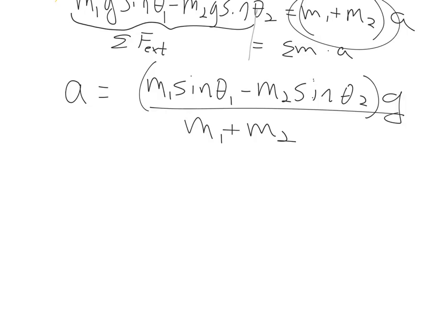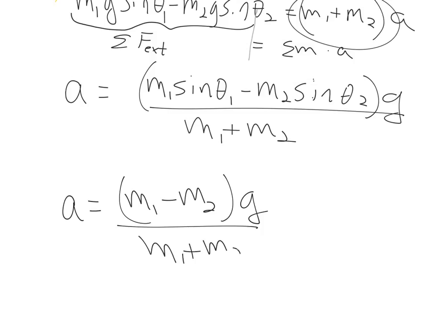For a typical Atwood machine, not with blocks on an incline, but just hanging off of a pulley, we know that A equals m1 minus m2 times g over m1 plus m2, which if you've taken basic physics is something you've probably seen before. That's what this equation reduces to if theta 1 and theta 2 are both 90 degrees, so that helps us understand that this is probably correct. It fits the pattern of something applicable in a more limited case if we let theta 1 and theta 2 take on extreme values.